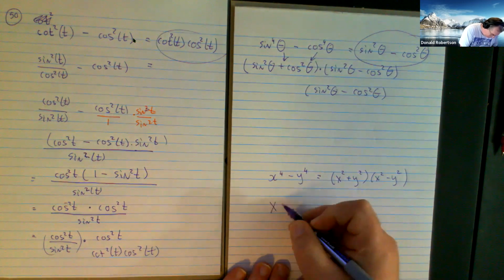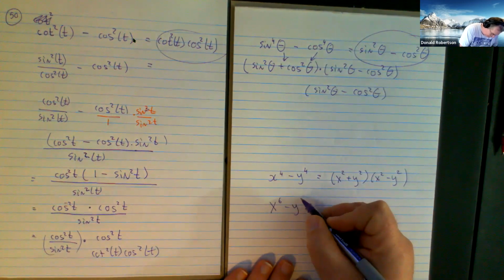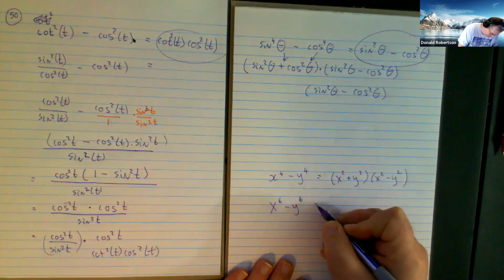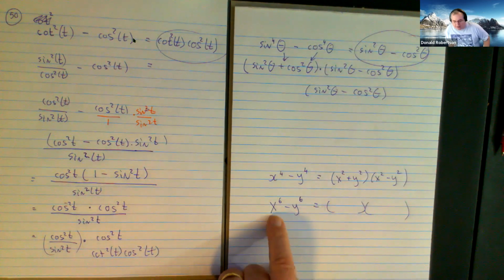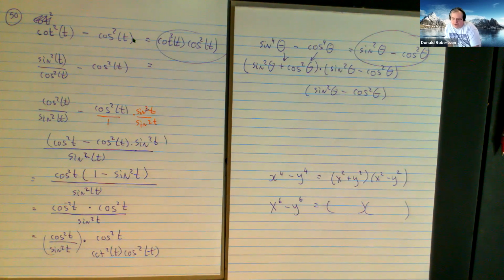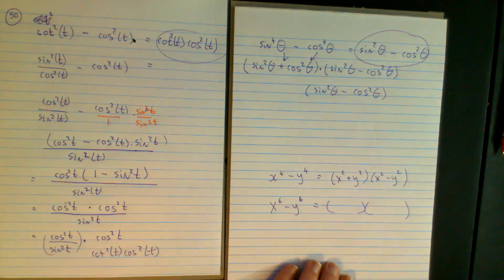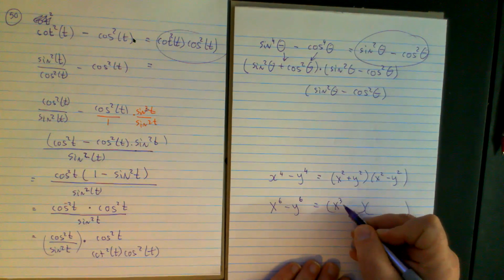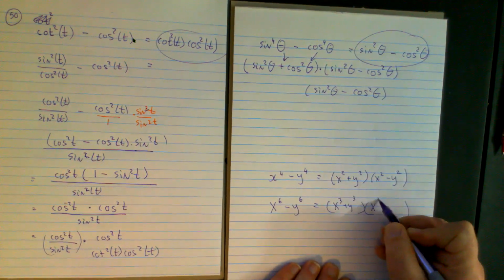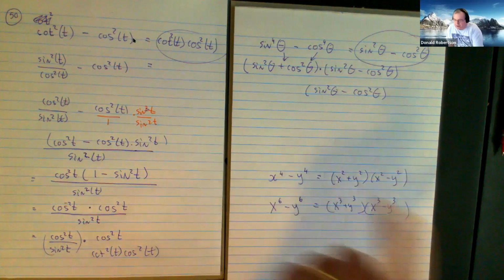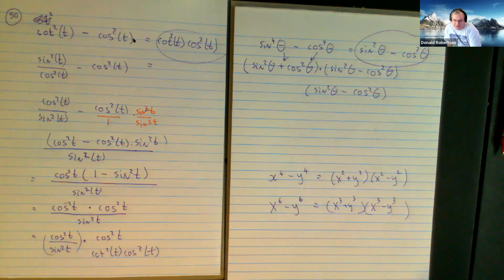Okay, let me just fixate on this a little bit. That guy also counts as a difference of 2 squares. You're probably not going to get an identity like that, but let's pretend we did. How would that one factor? Is that x cubed plus y cubed times x cubed minus y cubed? And trust me, FOIL it out if you don't believe me. Can you see a pattern here yet?